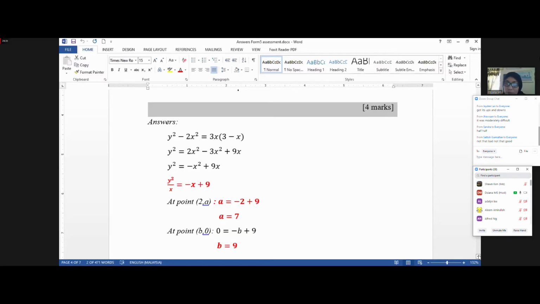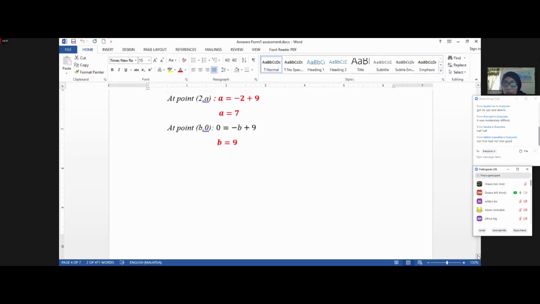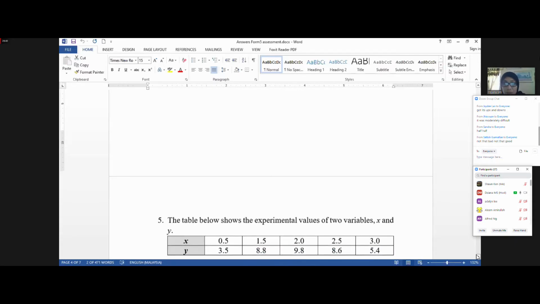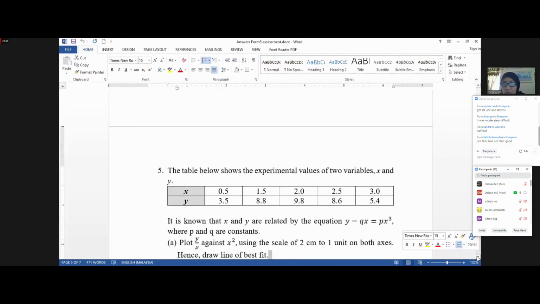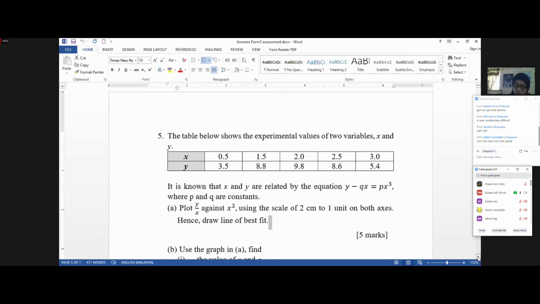Okay, I proceed to number 5. This is related to graph, which is usually for SPM, it is 10 marks. Some of you do not have graph paper, but you can still get marks for a few things like the table, or you convert the equation into a linear form. That one also can get marks.